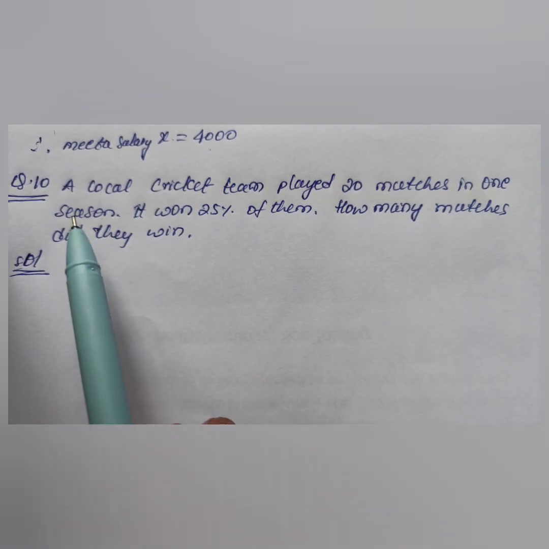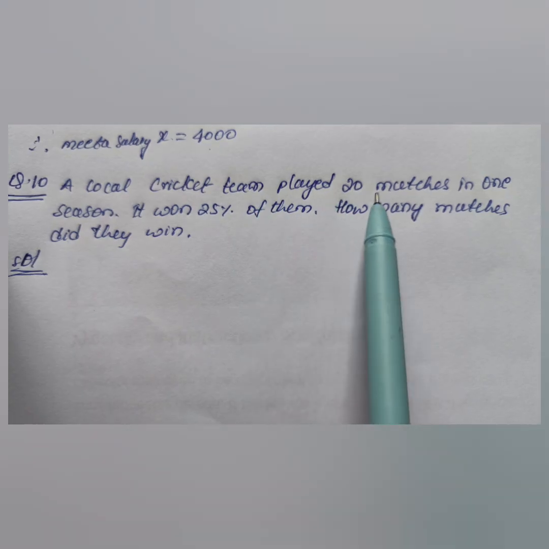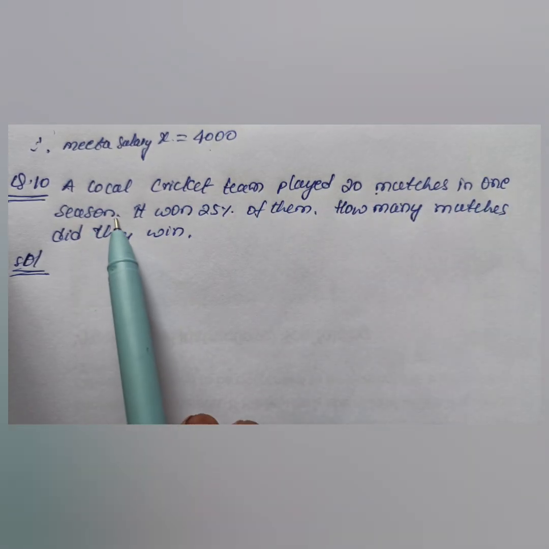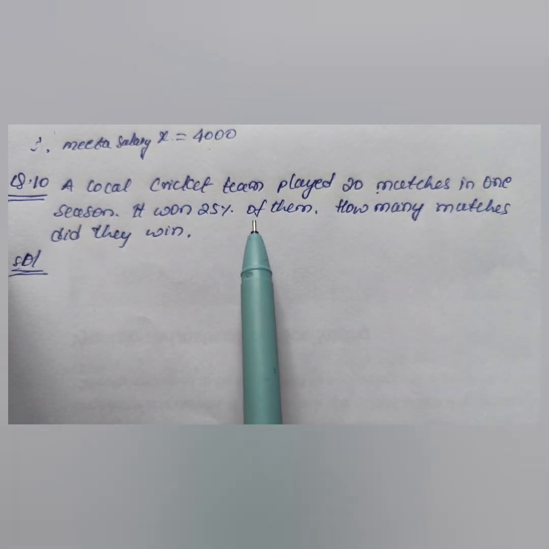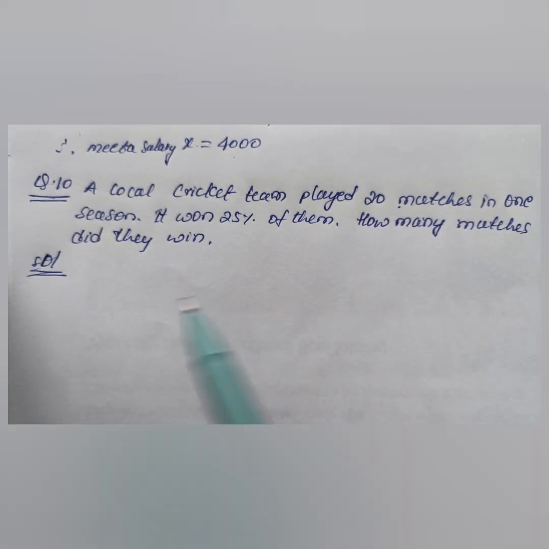Moving down to question number 10 and the last question of exercise 7.1. A local cricket team played 20 matches in one season. It won 25% of them. How many matches did they win? So what they have given is that a local cricket team has played 20 matches in one season. It won 25% of them. So they have given the percentage. We need to find out how many matches they have won.